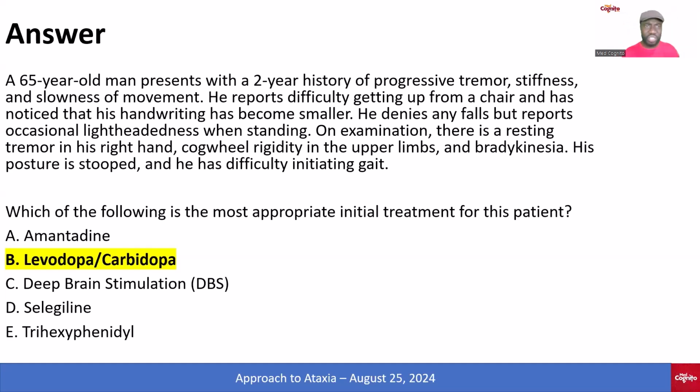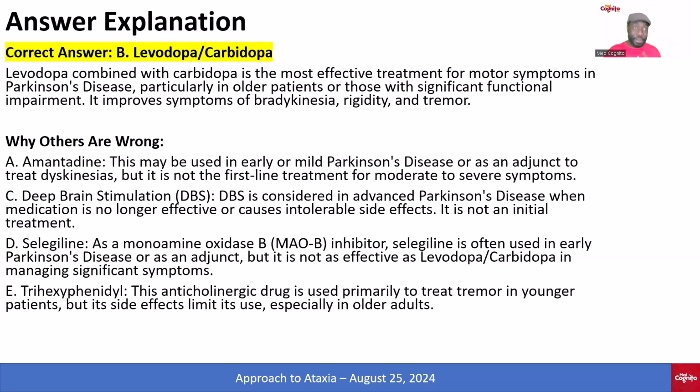On examination, there's resting tremor in his right hand, cogwheel rigidity in the upper limbs, and bradykinesia. His posture is stooped, okay? And he has difficulty initiating gait. So basically, which of the following is the most appropriate initial treatment for this patient? If I should summarize everything in the question, which of the following medications is the most appropriate medication we give to a patient with Parkinson's disease? That's it. With all the English up there, that is all that the question is talking about. And the answer is levodopa carbidopa.